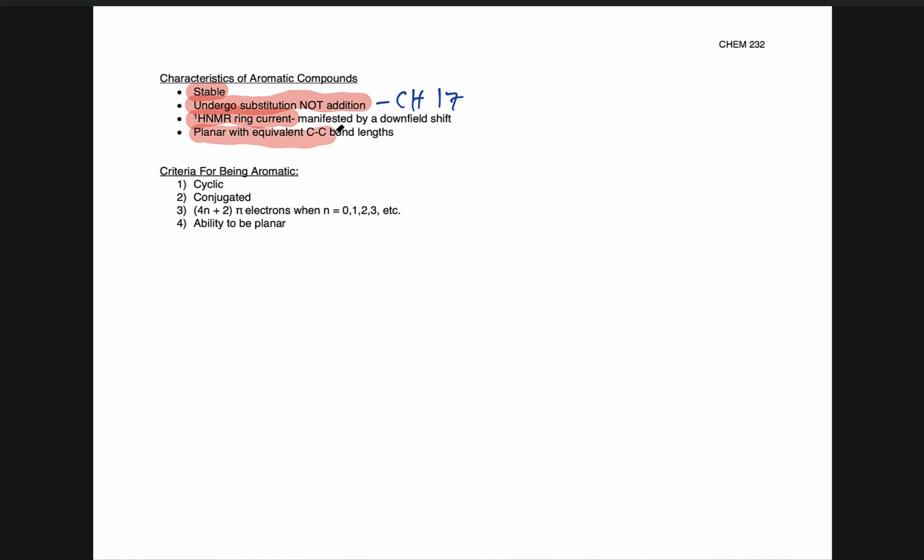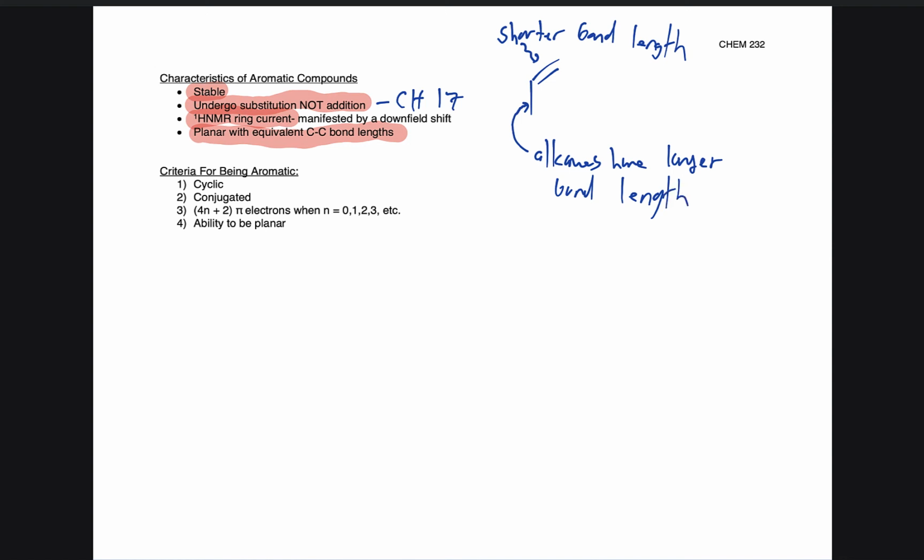And they're planar with equivalent carbon-carbon bond lengths, meaning if we have this situation here, alkenes actually have a shorter bond length than alkanes. So alkanes have a longer bond length. But in a benzene ring, even though it looks like we have covalent bonds and pi bonds around the system, because they're in flux, all of these bonds here are of equal length.